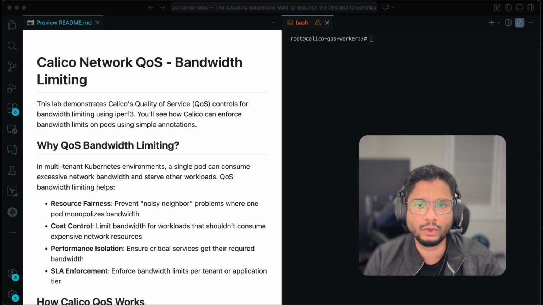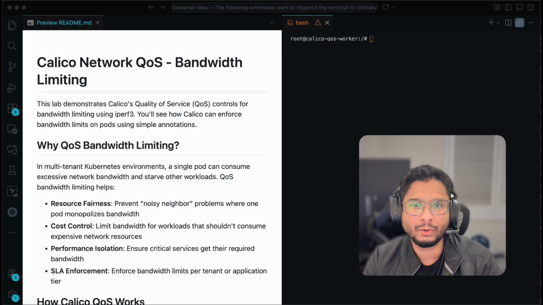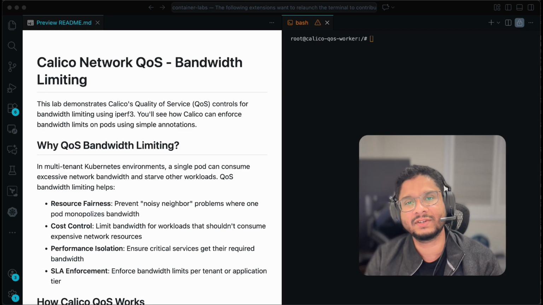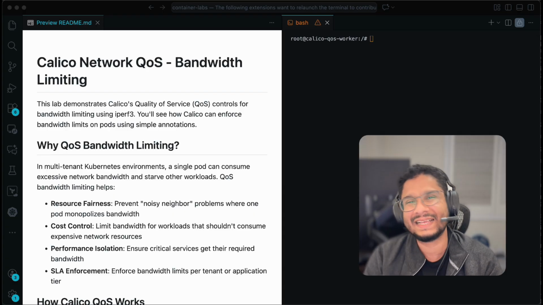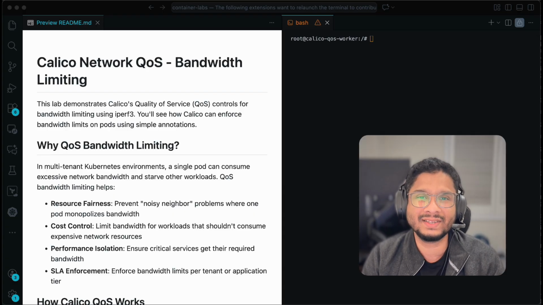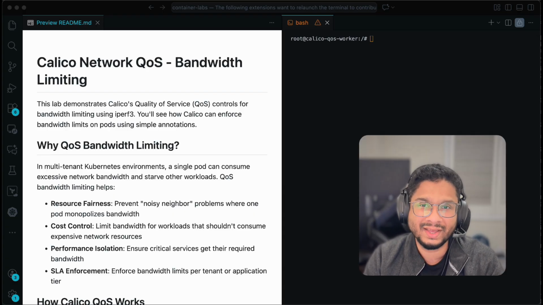Now, if you work with Kubernetes, you're probably already familiar with concepts such as CPU limits and memory limits. These are controls at your disposal to ensure that a workload in the cluster doesn't starve other workloads of compute resources. Now, Kubernetes natively doesn't have such a control for networking resources. However, Calico, as a specialized CNI, offers certain network quality of service controls. And in this lesson, we will be exploring one such control, namely bandwidth limits.